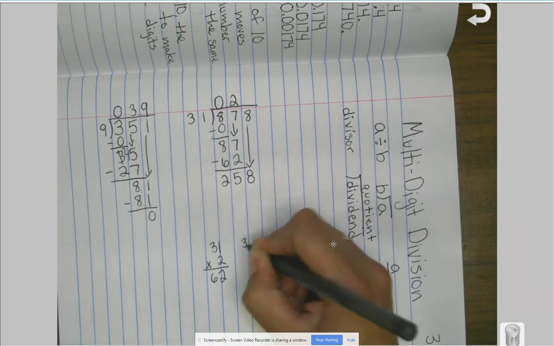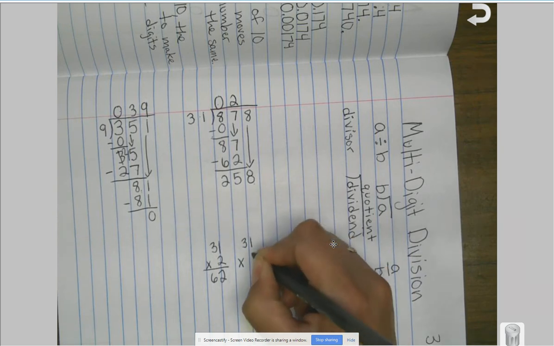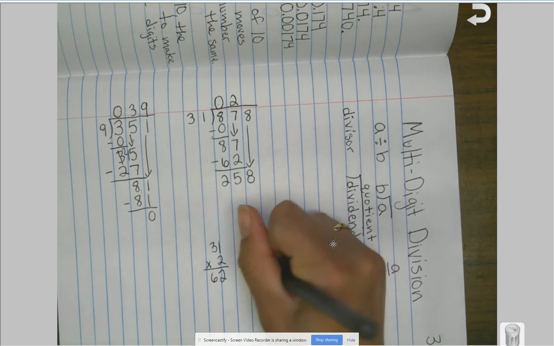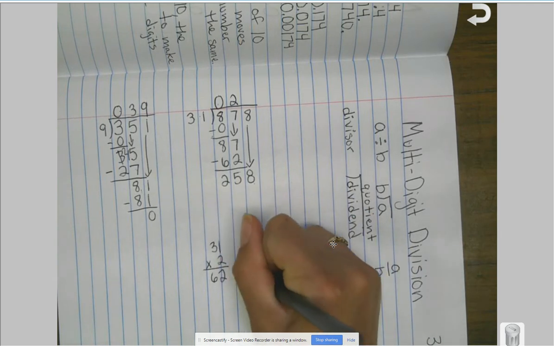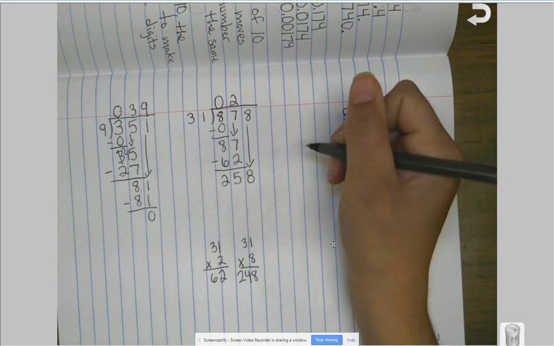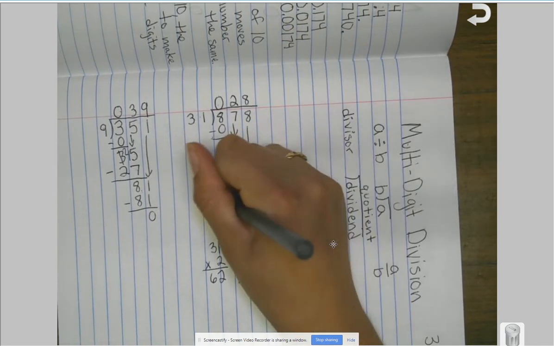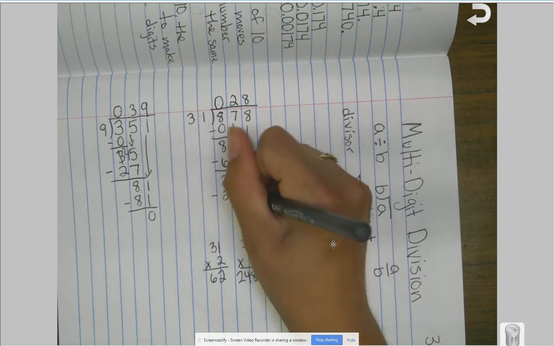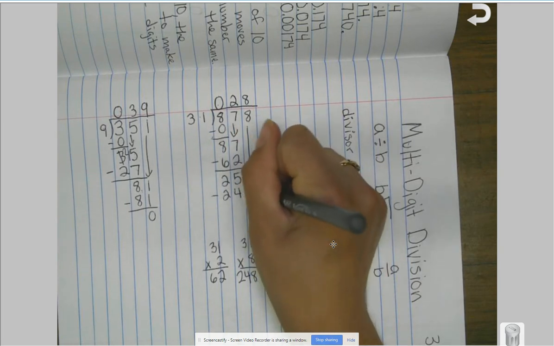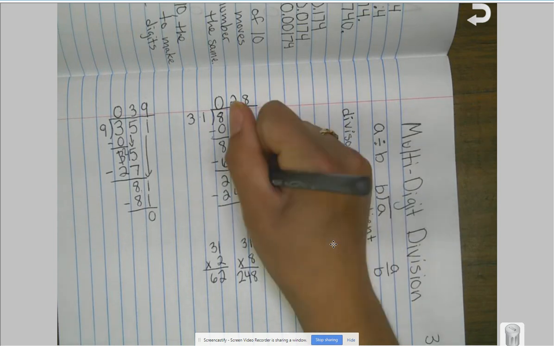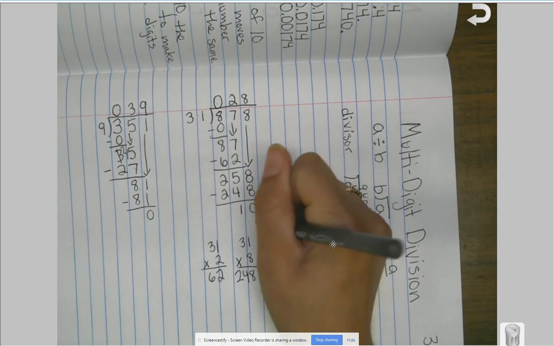So 31 times 8. 8 times 1 is 8. 8 times 3 is 24. That's going to be as close as I can get. So I'm going to put an 8 here. So minus 248. That's going to leave me with 0 here, 1 here. So I have 10.